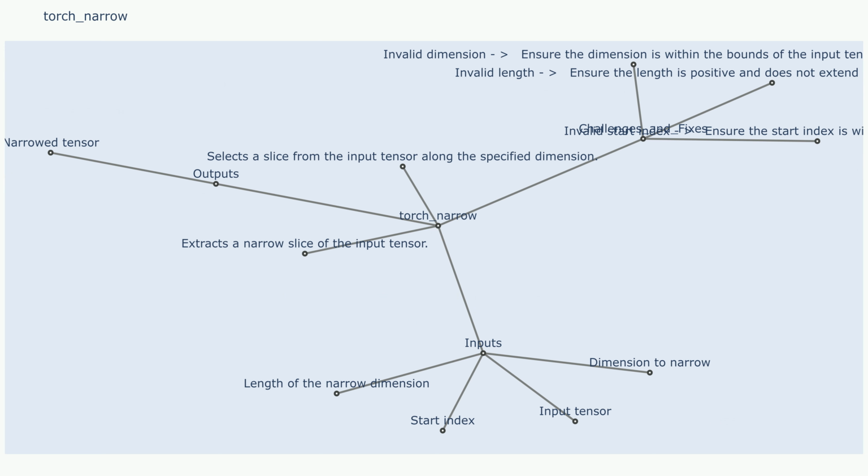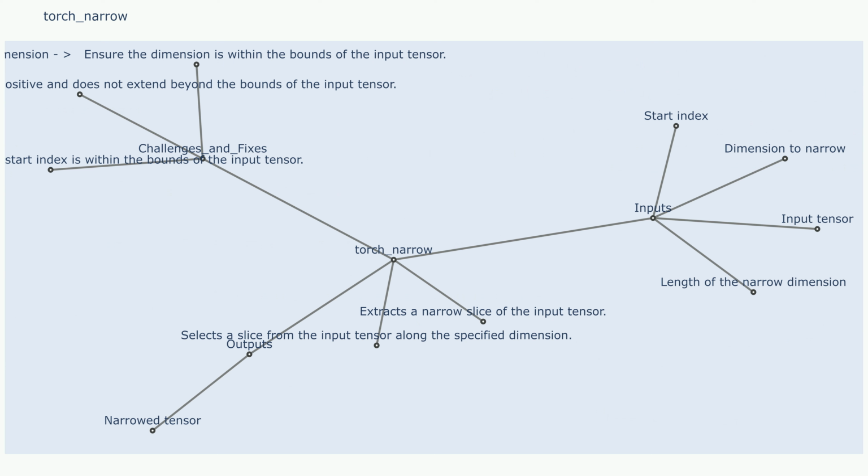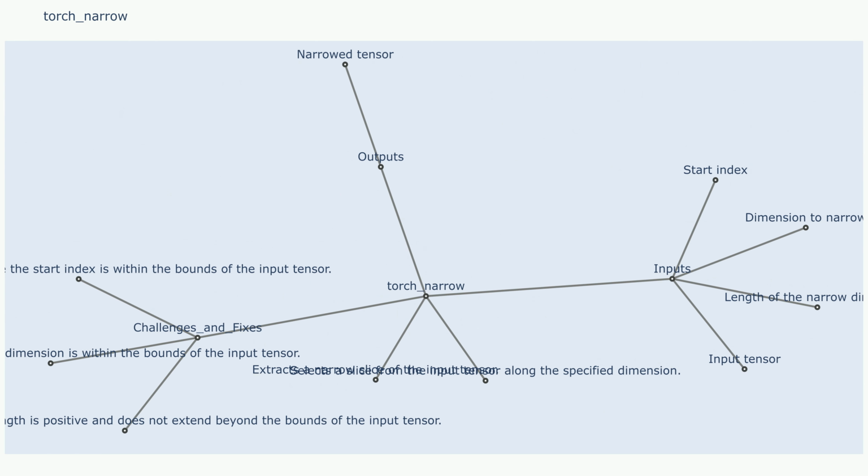Input 2: int, the dimension along which to extract the subtensor. Input 3: start, int, the starting index of the extracted subtensor along the specified dimension. Input 4: length, int, the length of the extracted subtensor along the specified dimension. Outputs. Output 1: subtensor, the extracted subtensor.